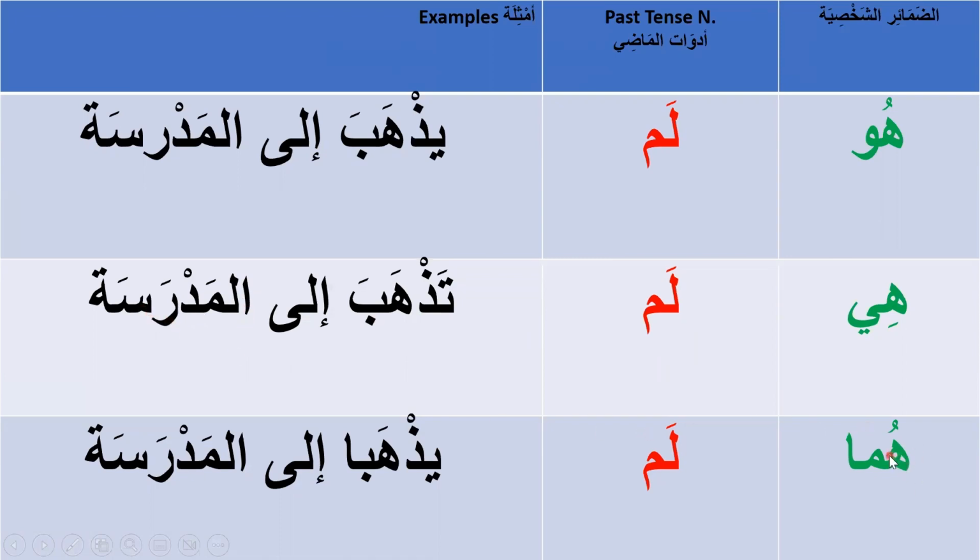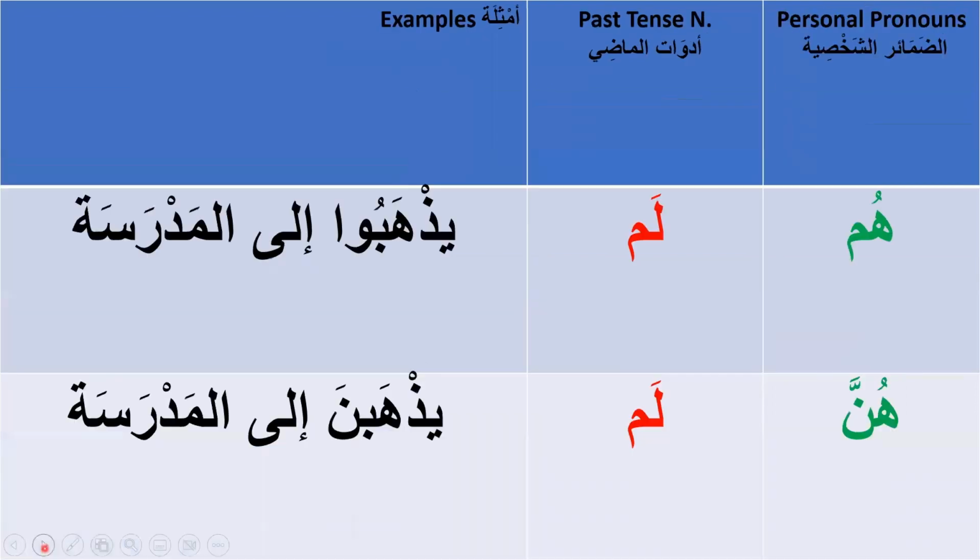هما, both, two people, they are not present, but we are talking about them. They did not. هما لم يذهبا إلى المدرسة. They did not go to the school. And as you can see here, يذهبا, the noon is dropped for the dual, because we are using lam to negate the past tense. So the noon is dropped. هما لم يذهبا إلى المدرسة. They did not go to school.